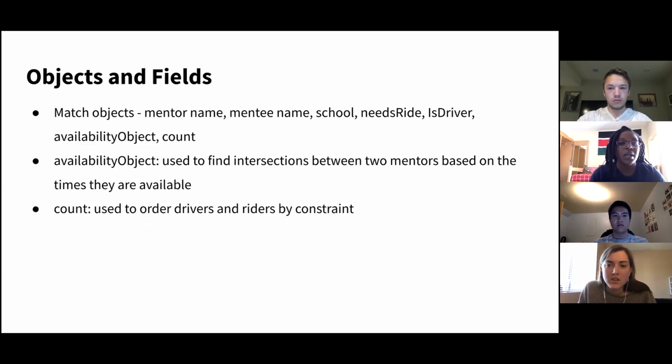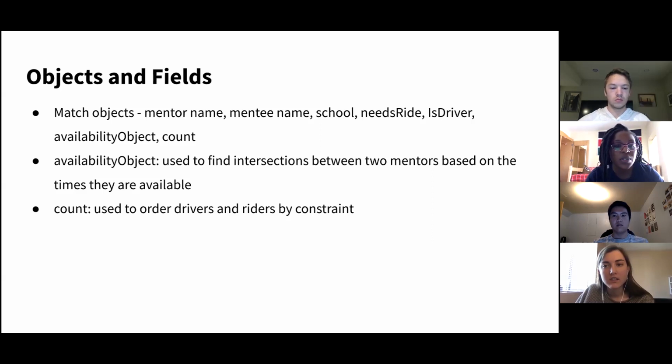Okay, so we used match objects for our main function. This was basically the first 5 fields: the mentor name, mentee name, school, needs ride, and is driver. This was output from the previous section that Charlie talked about. And then we added 2 other fields, which are the availability object and count. The availability object was used to find intersections between mentors based on the times that are available. So looking at 2 mentors and the times that they're available throughout the week, can we find a time that works for both of them?